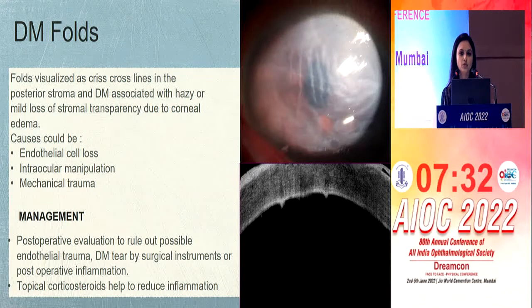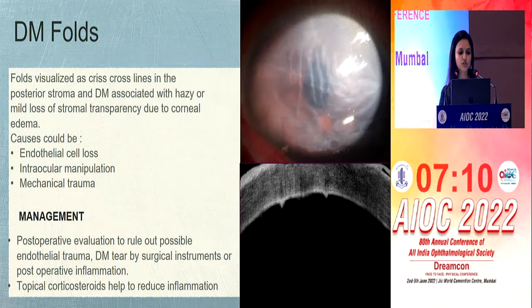So though we're talking about detachment, why am I insisting on showing you DM folds? Because a lot of times we can mistake DM folds and DM detachment, and the management of both is completely different. So how do you see DM folds? DM folds are folds that are visualized like crisscross lines in the posterior stroma and DM, associated with hazy or mild loss of corneal transparency.